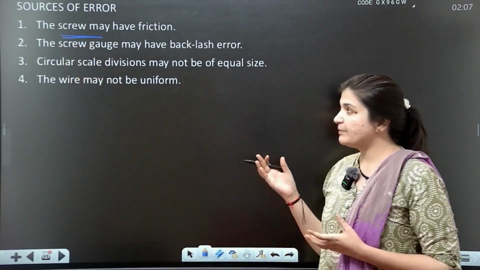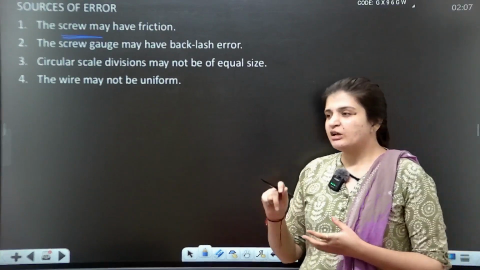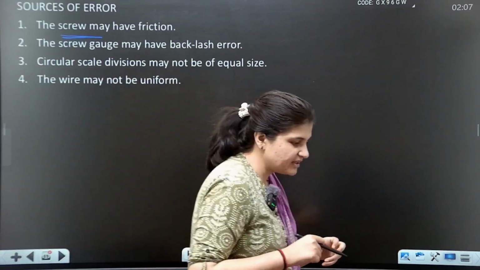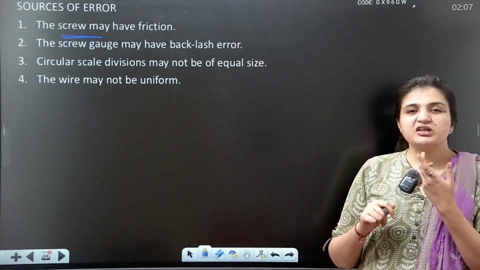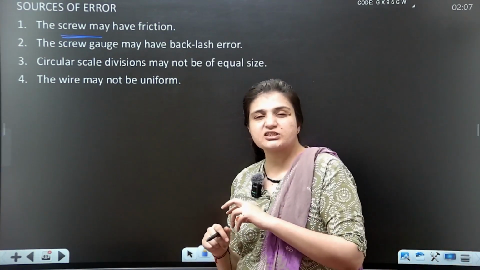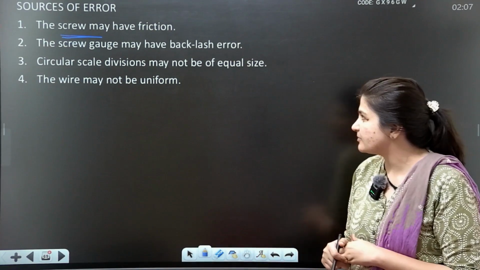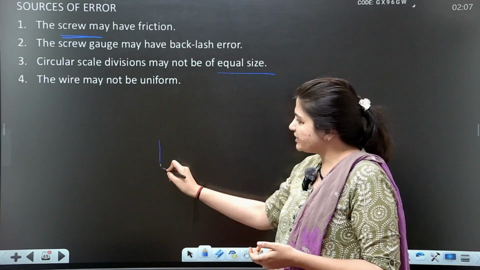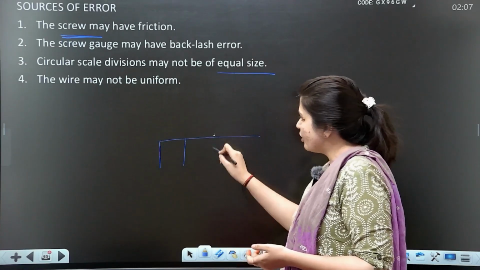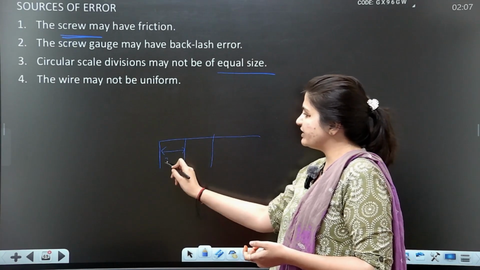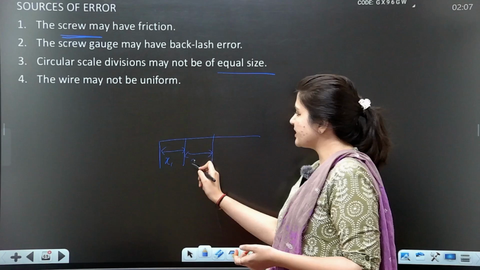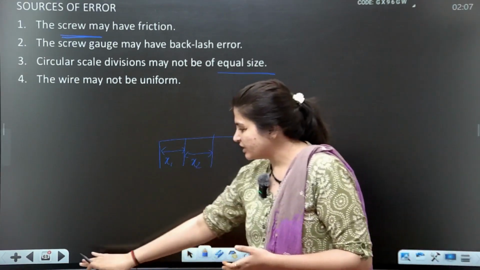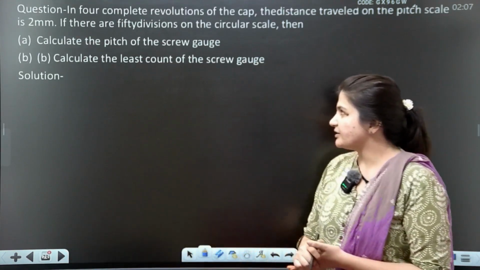Then it can have the backlash error. What is the backlash error? When we are rotating the thimble, it can happen that the thimble is rotated in both directions, in the clockwise direction or in the anti-clockwise direction. Also, circular divisions may not be of equal size. There can be a case when the divisions are not accurate. This can give a smaller distance or a larger distance. So this can happen when we are measuring the length.